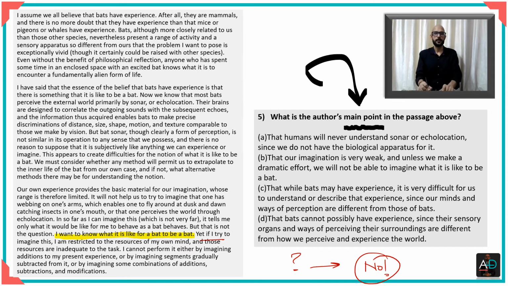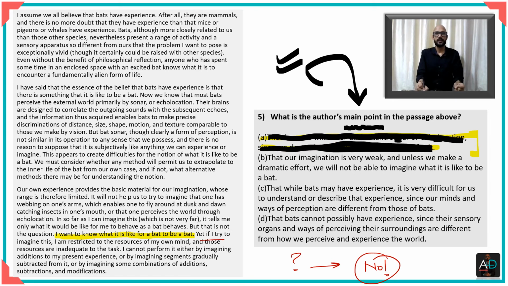Okay, let's look at option A. Option A says that humans will never understand sonar or echolocation since we do not have the biological apparatus for it. Well, humans can understand it, but they cannot understand it in the way that bats do. So I cannot say that this option is completely wrong, but why I will eliminate this is because it is very narrow. Okay, we are not here to only talk about sonar or echolocation. Whenever you're dealing with the main point, it has to be broad enough to encompass the entire passage. Since this is very narrow and not very precise, I will eliminate this option.